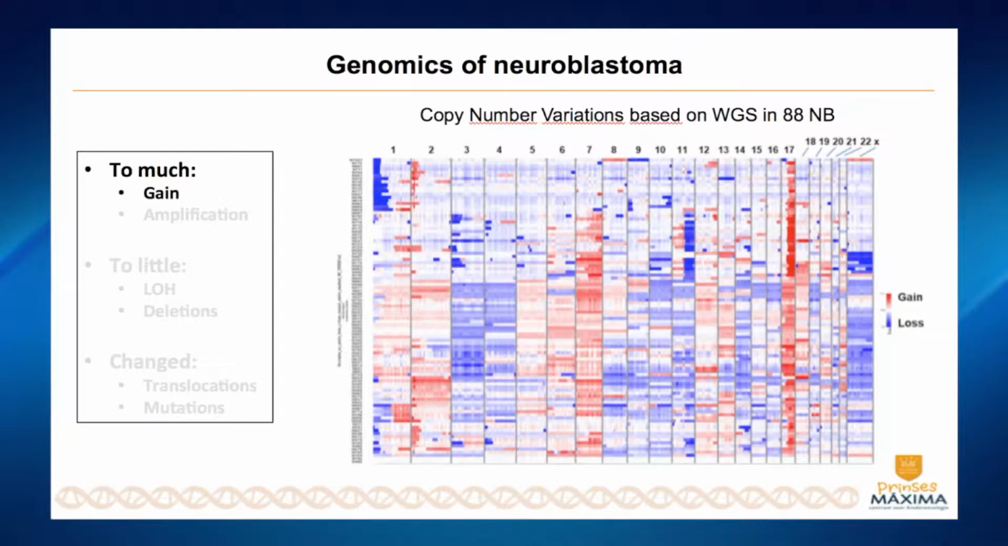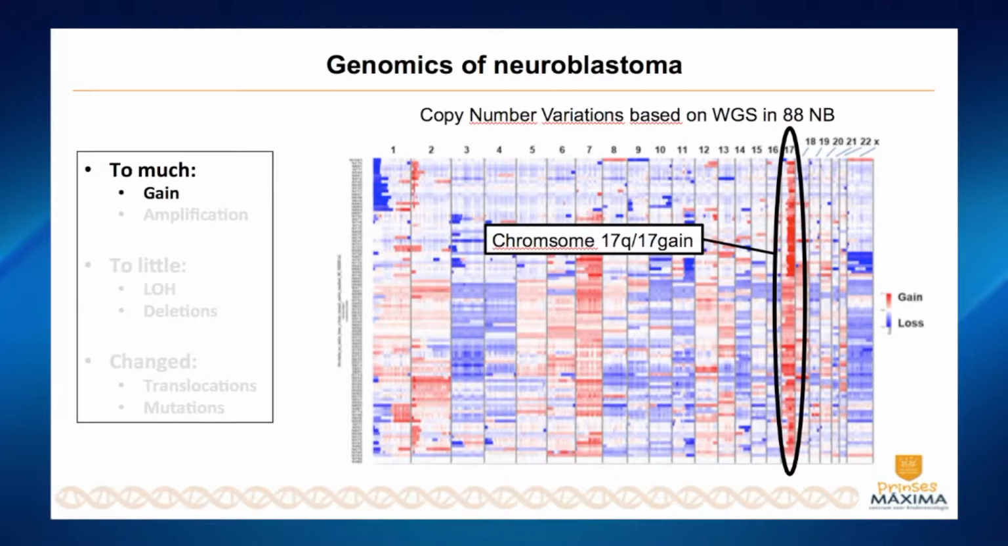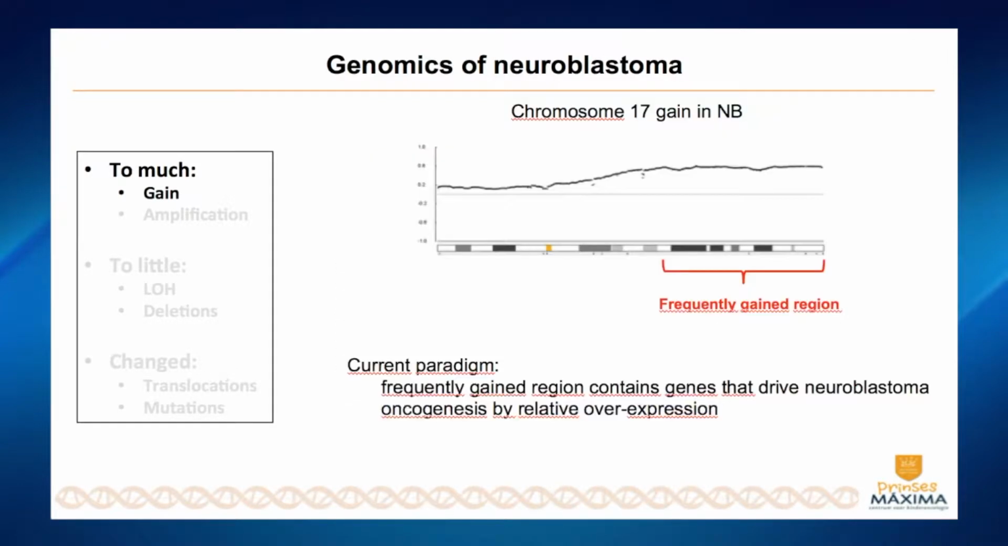So the first and most common aberration that you can see is, of course, the gain of chromosome 17 or 17q. Some tumors have gain of the complete chromosome. Some tumors have gain of only part of the chromosome. So 17q occurs very frequently in neuroblastoma. A few tumors do not, but the majority do have it. And the current idea is that this leads to a copy number gain of a common region, which is shown here. So this is the region that is frequently gained.